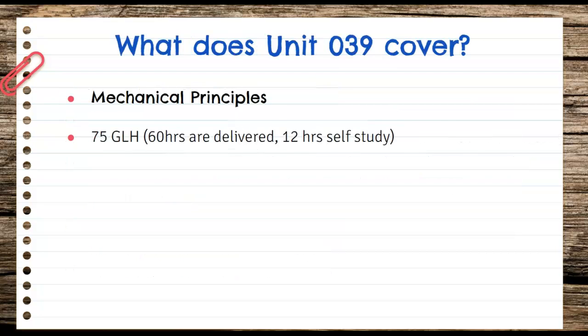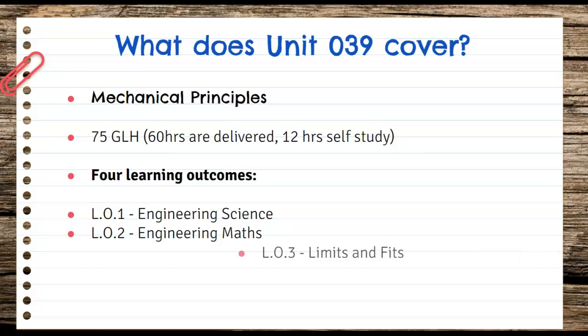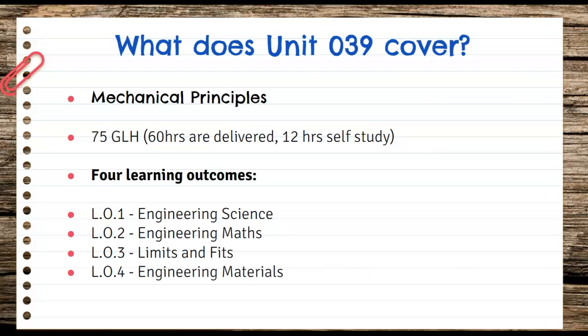What does it cover? It covers the mechanical principles. We do this over 75 guided learning hours, 60 of which are delivered, 12 hours of self-study. That could be watching a YouTube video at home, or it could be writing your assignments, stuff like that. We have 4 learning outcomes. The first one is engineering science. The second one is engineering maths. The third one is limits and fits. And the fourth and the final one is engineering materials.